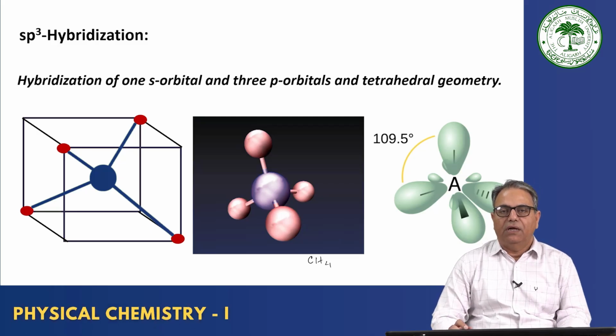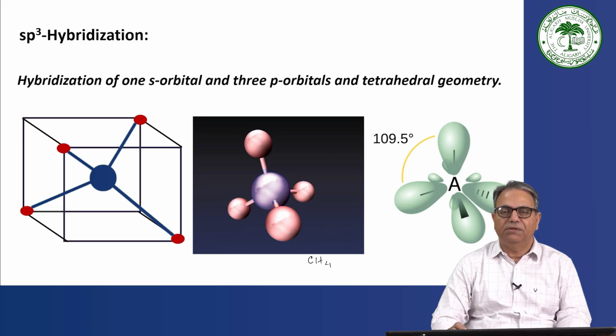In previous modules, I was talking about sp and sp2 hybridization. In this module, I will talk about sp3 hybridization. In the sp2 hybridization, you have seen that you get 3 hybrid orbitals, which are present in the xy plane because the contributing p orbitals were px and py.